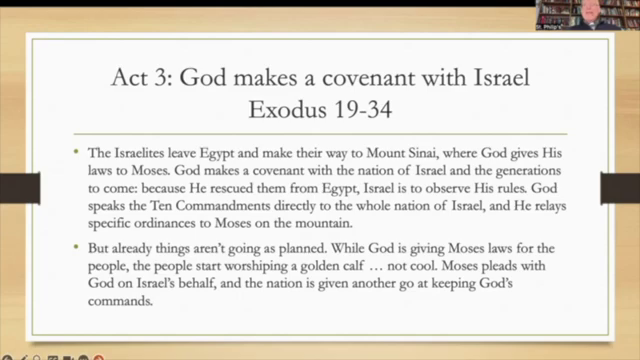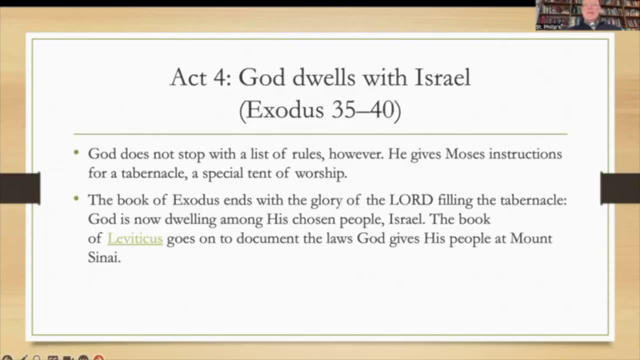But already things aren't going as planned. Even while God is giving Moses the laws, the people down at the bottom of the mountain are worshiping the golden calf. Not cool. Moses pleads with God on Israel's behalf, and the nation is given a second chance, another opportunity to try to keep God's commands. From 35 to 40, God dwells with Israel.